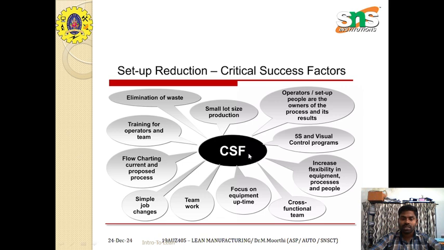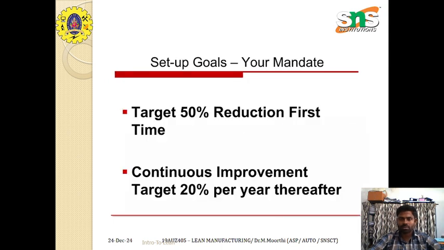Then focus on equipment uptime, cross-functional teams, increased flexibility in equipment, process and people, and then 5S and visual control program. After having these processes, we follow the lean manufacturing tool called 5S, and other tools are available to visually see the entire process and the performance of the organization, so that we will have proper control over the process.